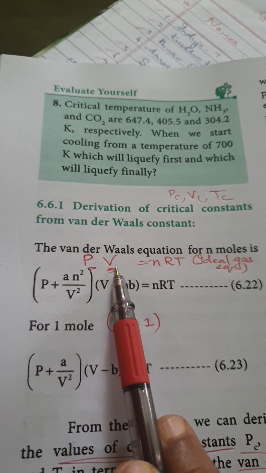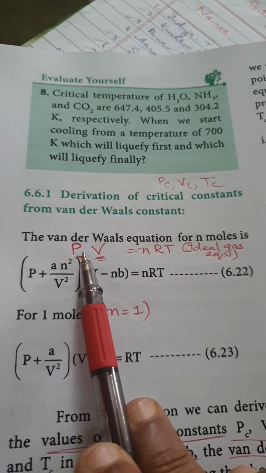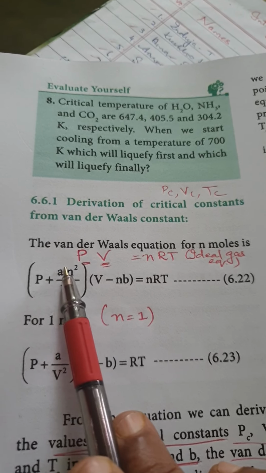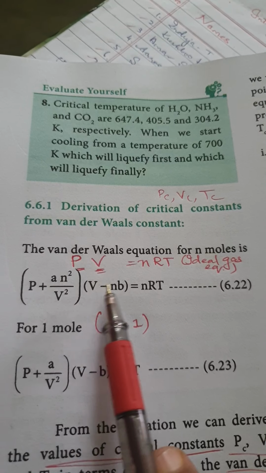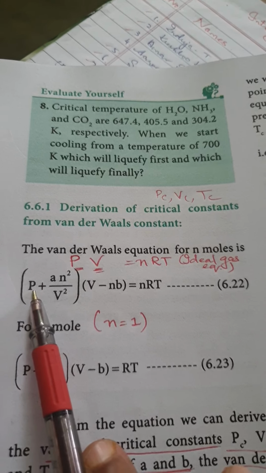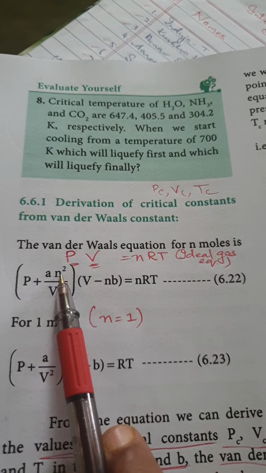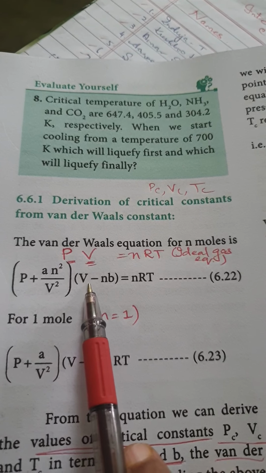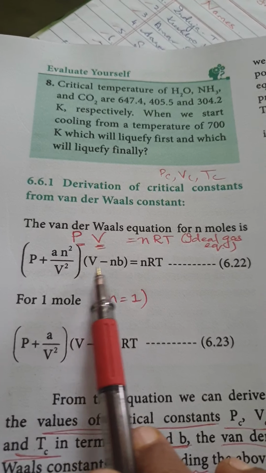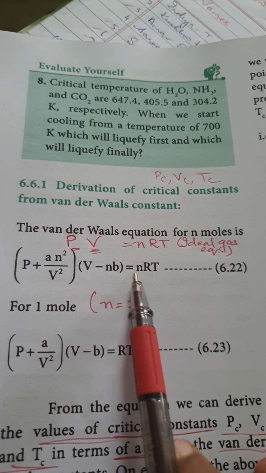Okay, now according to the Vanderwaals equation, we apply the pressure correction and the volume correction. For pressure, you add a correction value, and for volume, you subtract it from the original volume. So the correction added to pressure is P plus a by V square, and you also take n number of moles into account. And for the volume correction, you subtract it from the original volume: V minus nb, where n stands for the number of moles used. This becomes equal to nRT.